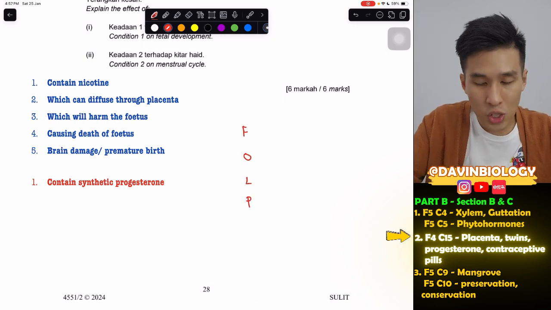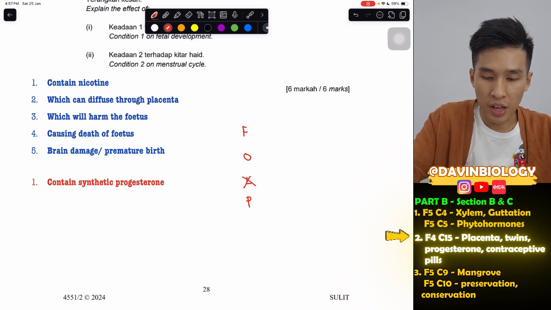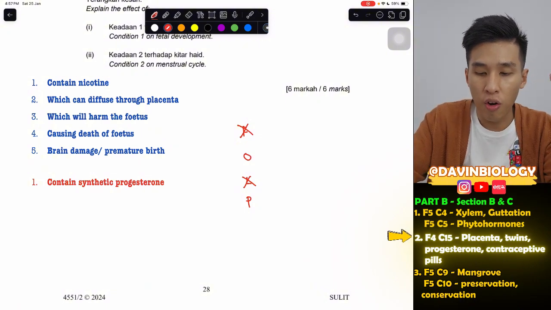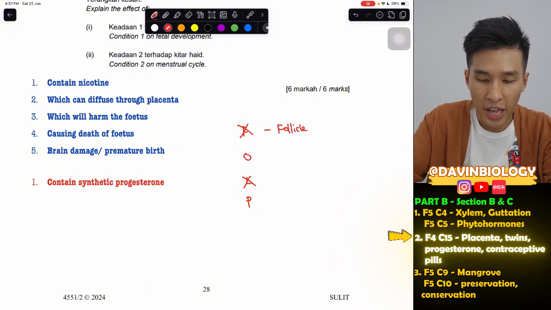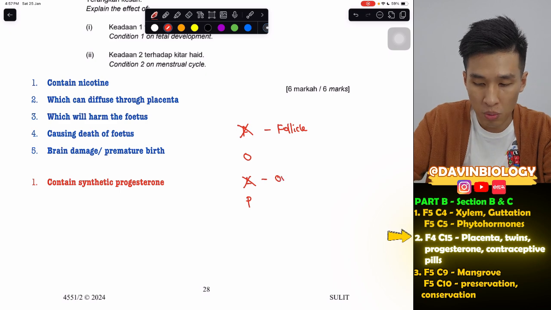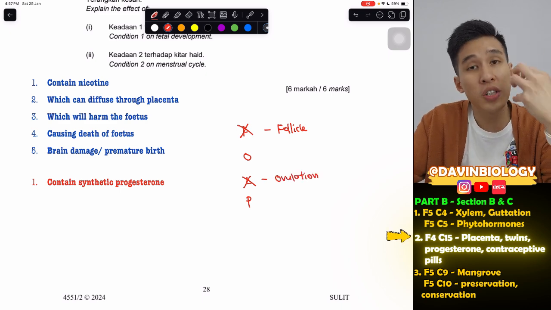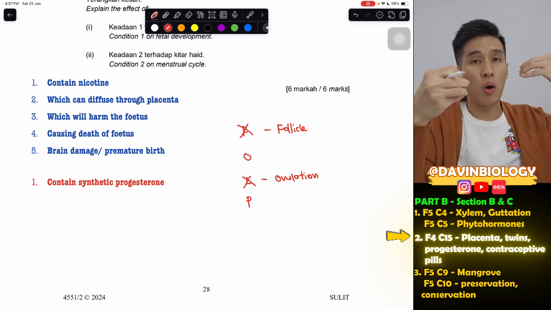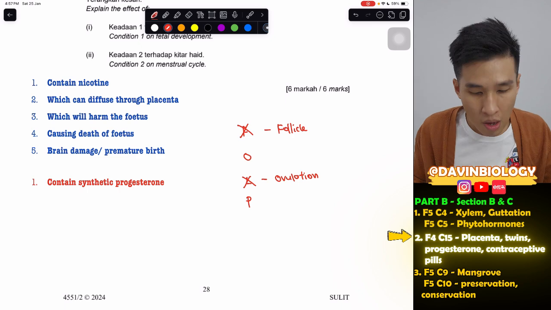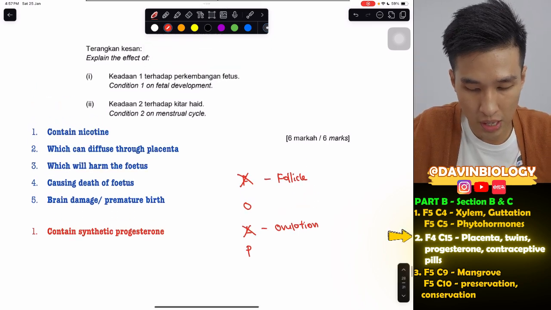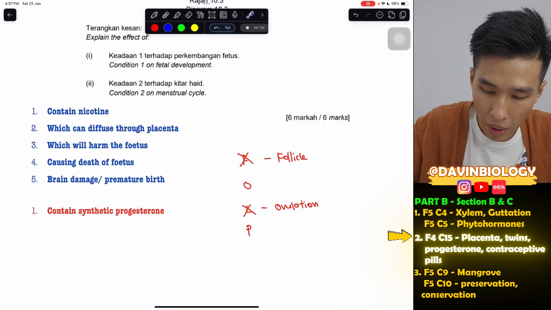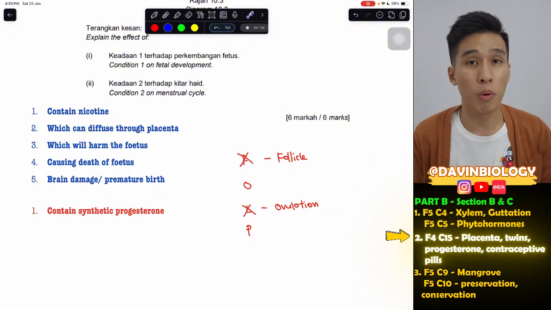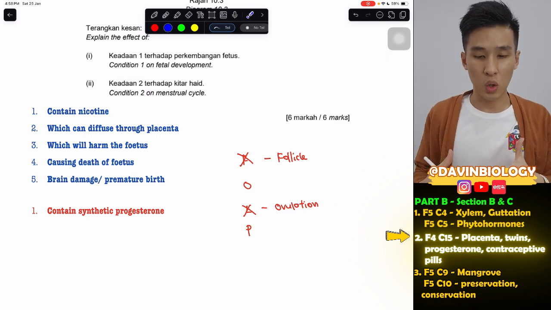For the menstrual cycle hormones, FSH, LH, progesterone has a negative effect on FSH and LH. Meaning to say, no FSH, no LH, your follicle won't develop, and LH, which is for ovulation, will not occur. So no follicle develops, no ovulation means no secondary oocyte release, meaning no matter how many sperm come, there will be no fertilization. But the question wants you to explain the menstrual cycle. So basically, when there's no FSH, remember the menstrual cycle begins from FSH, the first hormone. So without this hormone, your whole menstrual cycle basically will stop.